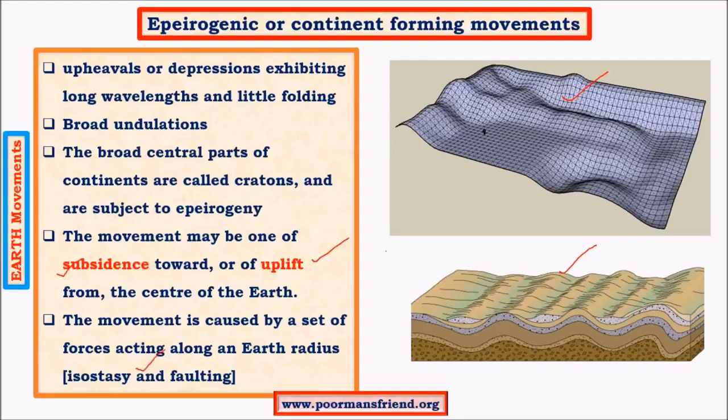We have seen that isostasy mainly occurs towards the earth's center or away from the earth's center. Faulting is a different concept. Faulting is usually a sudden movement, but it is an example of radial movement. The central parts of the continents are also called cratons because they are different from the margins or the edges of the plate, and the name given for interiors is cratons.